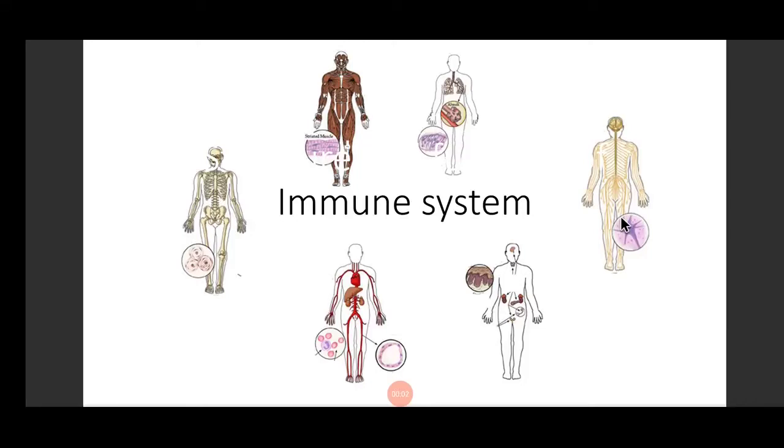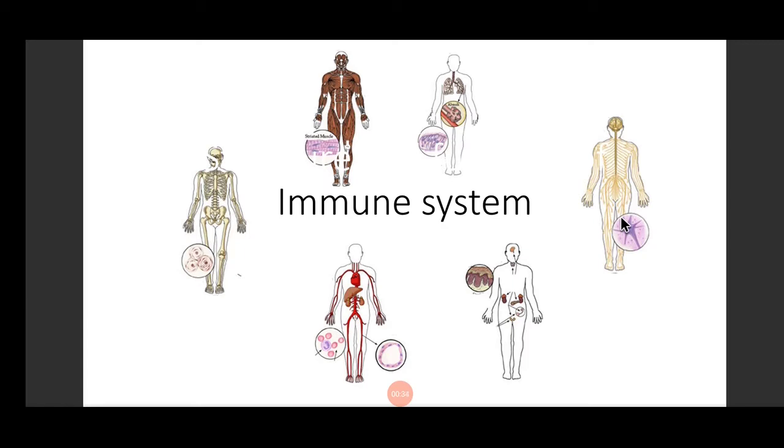Genitourinary system, GIT, and in all those systems there are some cells, some specific organs. Likewise, the immune system also has some cells, some organs, but the cells of the immune system are not only confined to one particular organ or one particular system. These cells are found almost everywhere in all the systems.